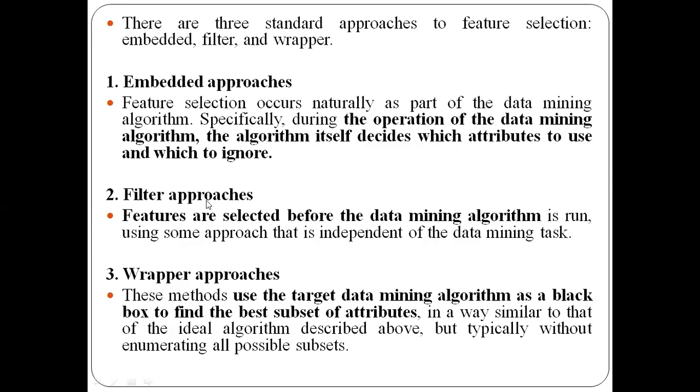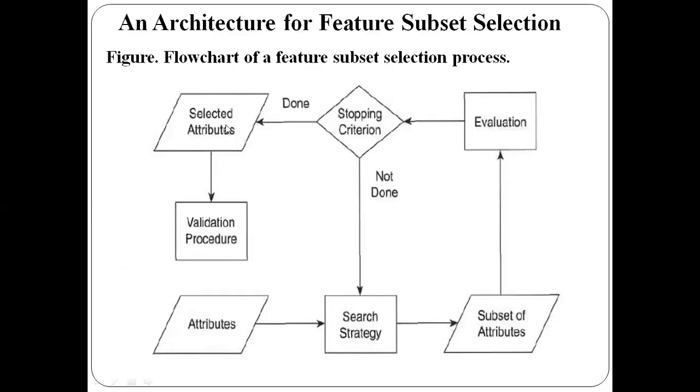Okay. So now coming to the architecture or a flowchart of the feature subset selection. That is how this process is going to happen. See how we are going to choose the subset of features. So this diagram is representing the architecture, or the flowchart, of your feature subset selection process here. Okay. So now I will explain these steps which are involved here.